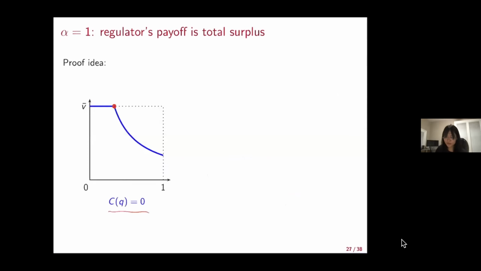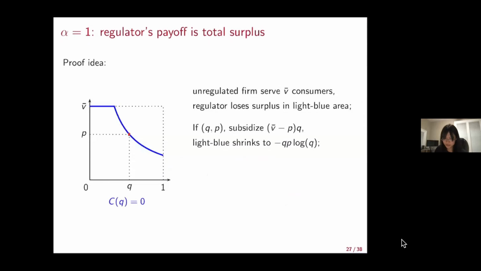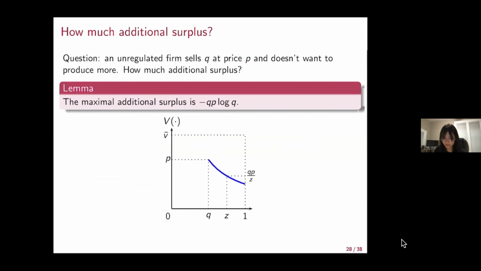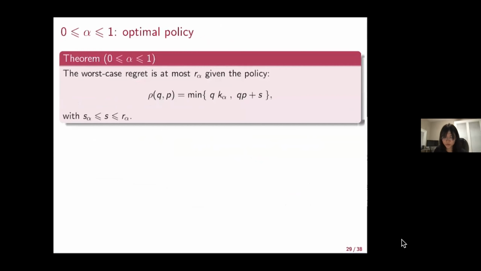Okay. If not, now I would show you the optimal policy for everything in between. So for everything between 0 and 1 of the value alpha, the worst case regret is at most R alpha, given the policy below. This policy is the minimum of 2 terms. The first term is Q times K alpha. The second term is QP plus S. So this S can be anything between S alpha and R alpha.